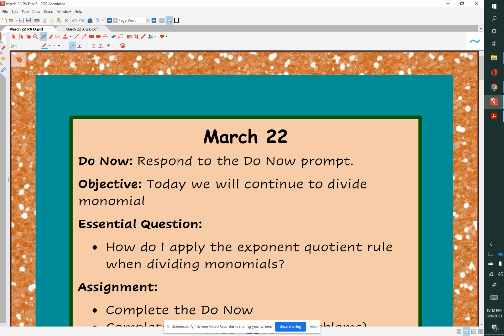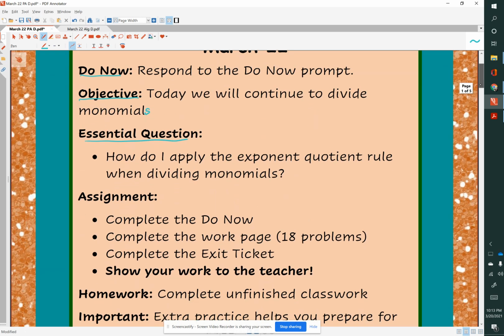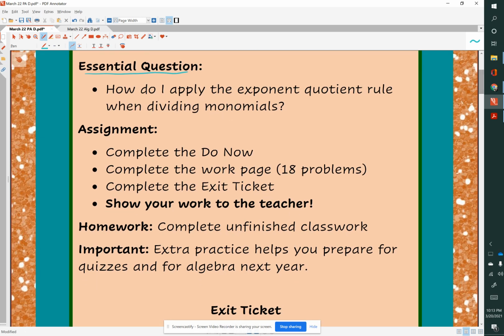So let's get started with our lesson. For our do now, we will respond to our prompt. We'll talk about that in a minute. And today we will continue to divide those monomials. So we're going to be working with those exponents again. We will answer the essential question: how do I apply the exponent rule when I'm dividing monomials? We'll have some more practice with that. You guys have been doing great with it.